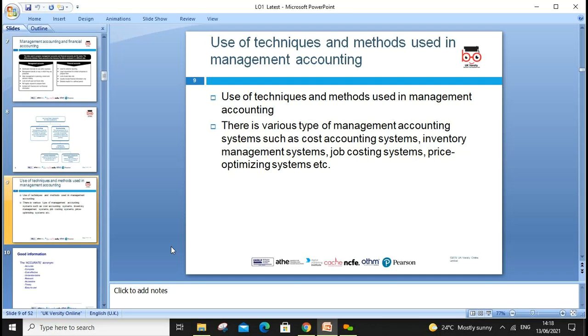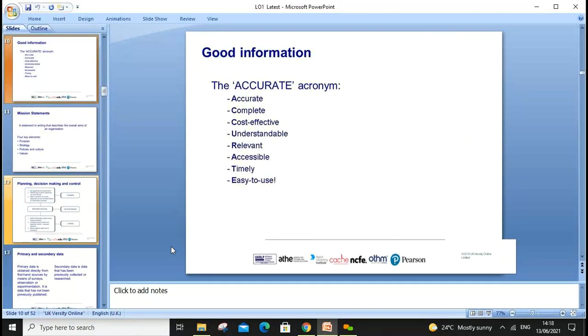In management accounting, we use different techniques and methods, such as a cost accounting system, inventory management system, job costing system, and price optimization system. So these are all used.